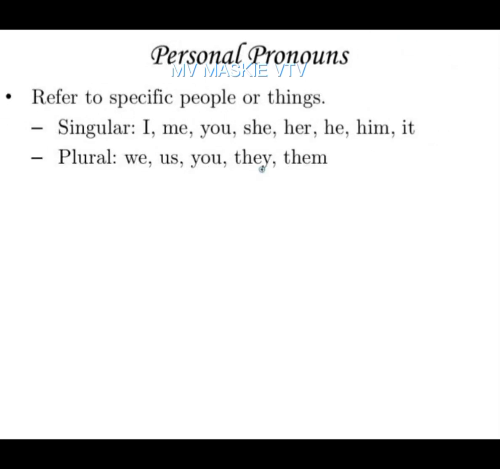All right, we begin with personal pronouns. Personal pronouns refer to specific people or things. So there are singular and plural personal pronouns. Singular, I, me, you, she, her, he, him, and it. Notice the it that can take the place of an awful lot of different things. Now the plural version, we, us, you again, they, and them. All of these words can stand in for people or things.